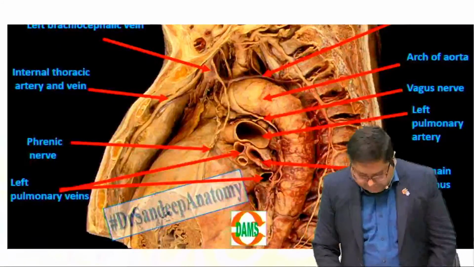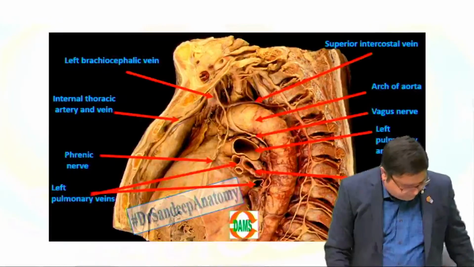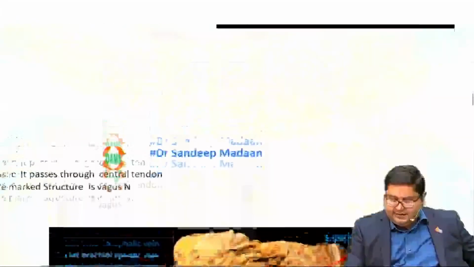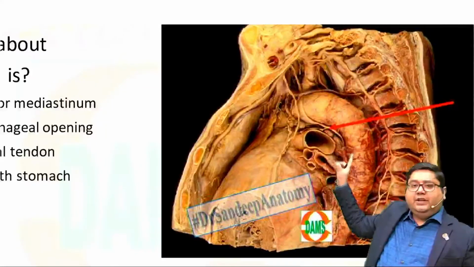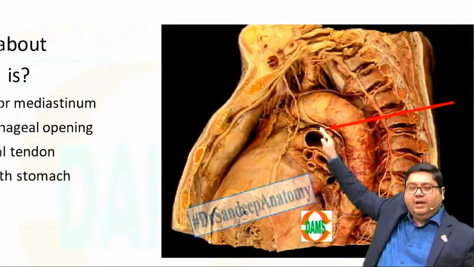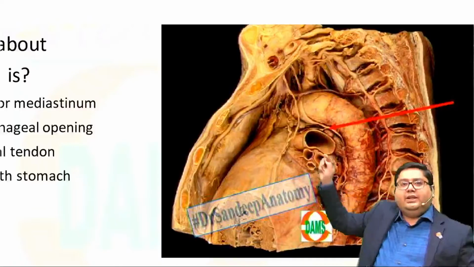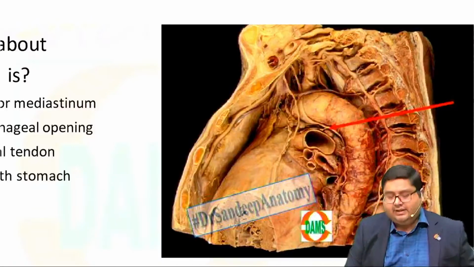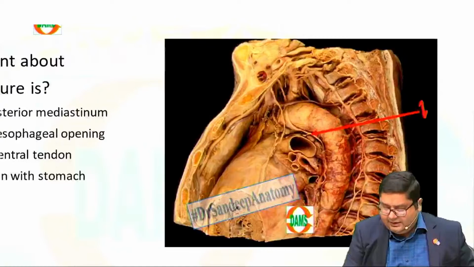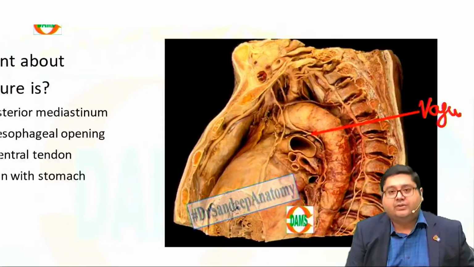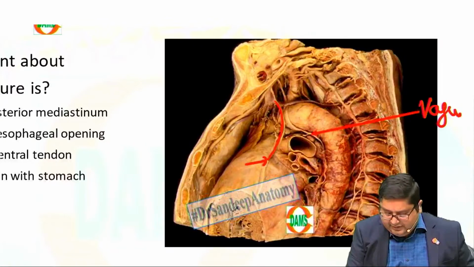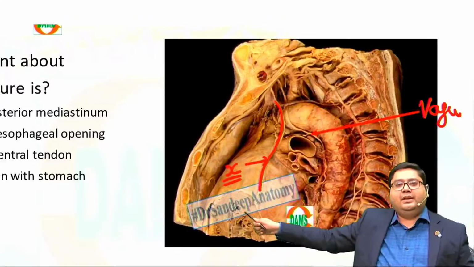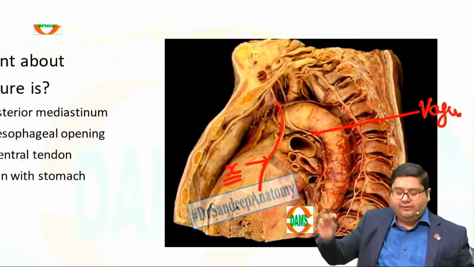Now based on this, we have this structure which is marked. Can you identify what this nerve is? It is going behind, no? Is it phrenic or vagus? This is definitely the vagus nerve. And what is this nerve now? Can you tell me what this X nerve is? This is phrenic because it is in the front.